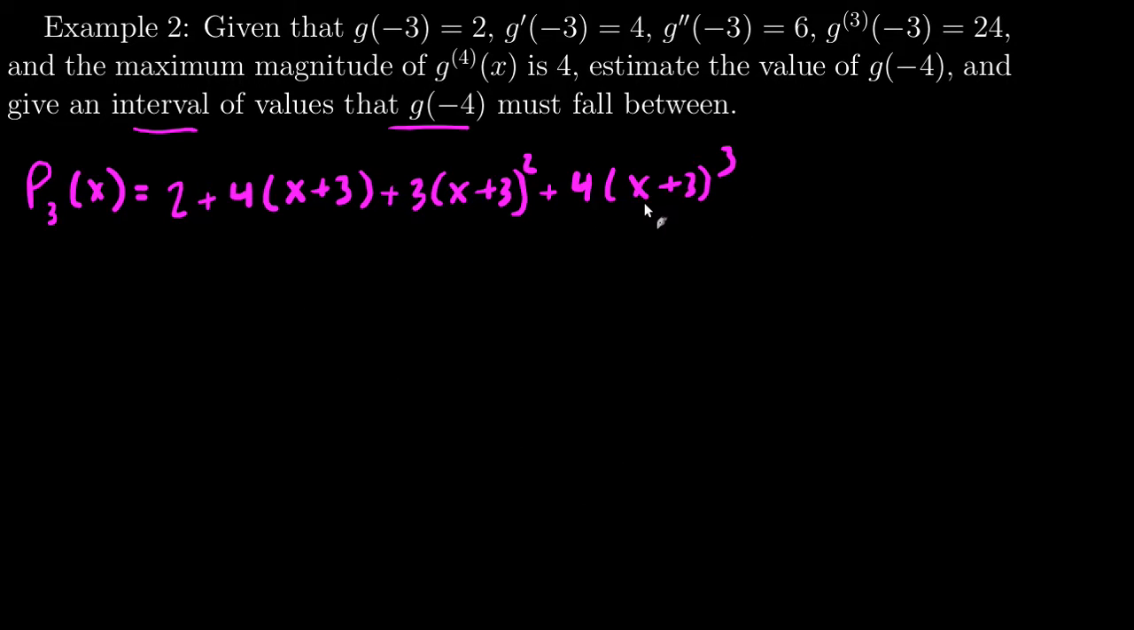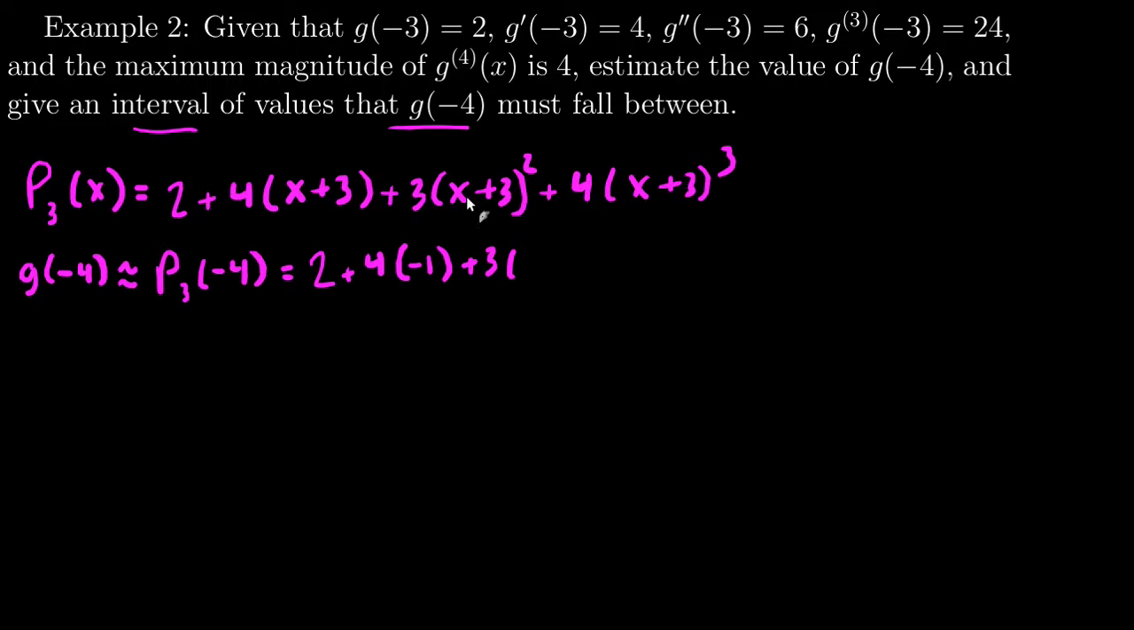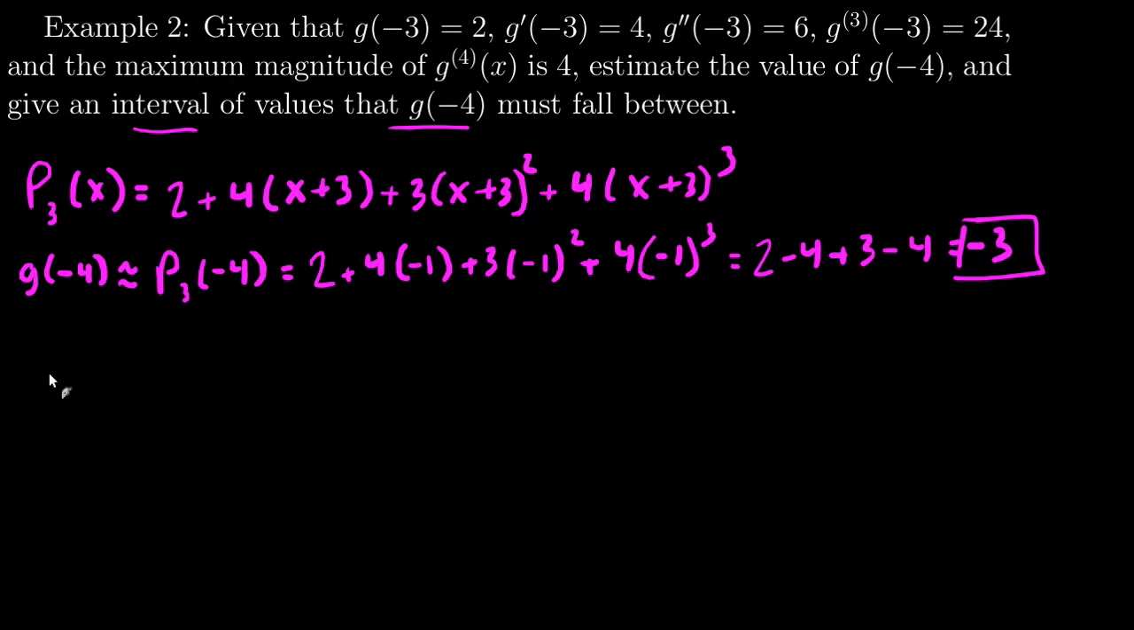So that is my third degree Taylor polynomial, which I can then use to estimate g of -4, which is going to be approximately that third degree polynomial evaluated at -4, which is equal to 2 plus 4 times -4 plus 3 is -1, plus 3 times -4 plus 3 is still -1 squared, plus 4 times -4 plus 3 is -1 cubed, which is equal to, let's see, 2 minus 4 plus 3 minus 4, -3. So that is my approximate value of g of -4.